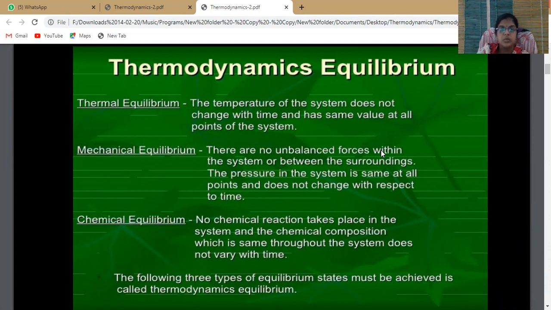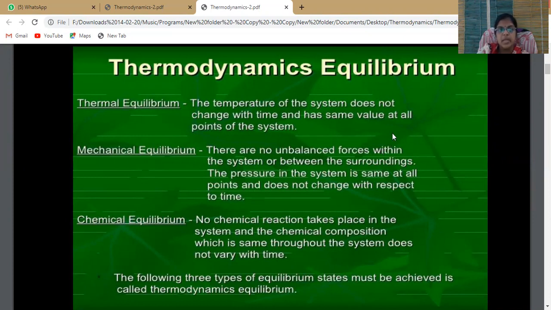For example, we will take a glass of water. Its temperature is considered as 25 degrees centigrade. After 1 hour, we will check the temperature with the help of a thermometer. It gives the same temperature as before, 25 degrees centigrade. Then after 2 hours, it will give the same value. So that means, with change in time, the temperature of the system remains constant. That is what we consider as thermal equilibrium.